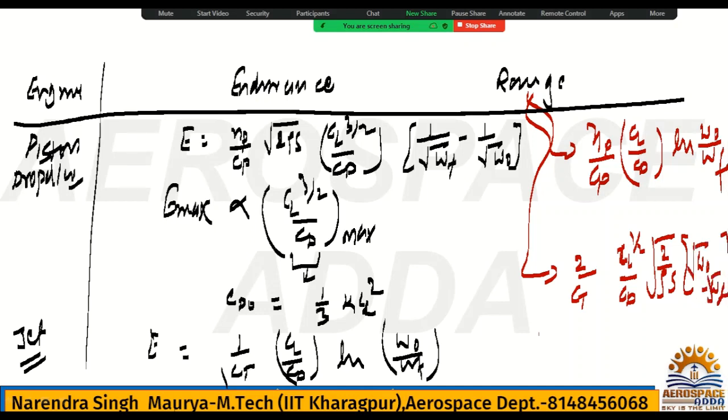So just make one table and write the condition. If you are going to calculate, suppose, E max for this, then E max will be CL to power 1 by 2 by CD max. And what is the condition here? You know that CD naught is equal to 3 K CL square. What is the condition for this? CD naught is equal to 3 K CL square.